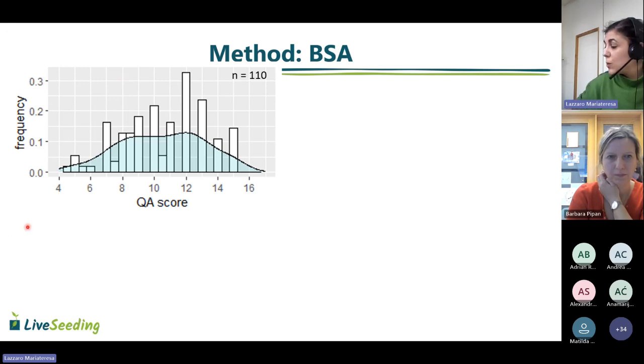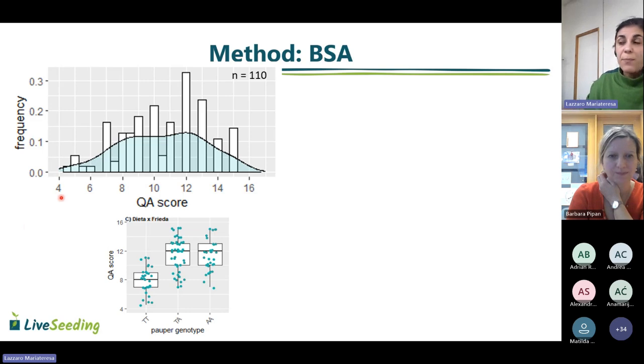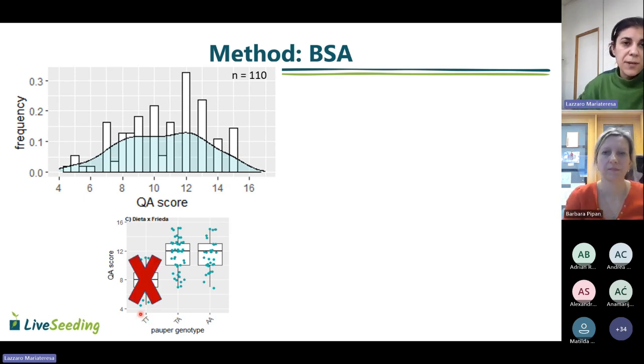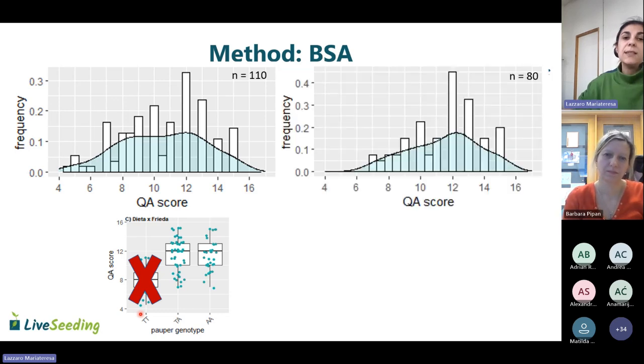Luckily, we could genotype for pauper, so we could identify which plants in the F2 would be sweet because they are homozygote for the positive allele on pauper. We eliminated these from our study, and this is the distribution of the other part of the population.